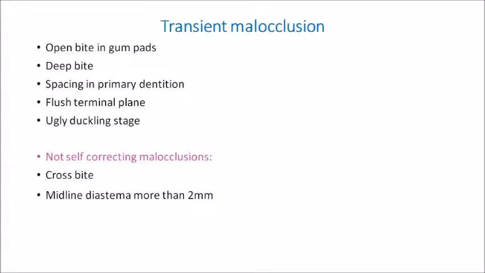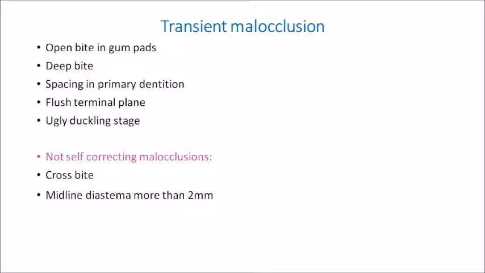So we have seen the important phenomena which occur during the development of the dentition in the pre-dental period, the primary dentition period, and the mixed dentition period. It is extremely important for you to understand that there are certain malocclusions which do not require any active treatment; they are called self-correcting or transient malocclusions. So these are open bite in the predentate period, that is, the open bite in the gum pads. The second one is the deep bite in primary dentition. Then spacing in primary dentition: the primate spaces or Baume spaces are quite a normal phenomenon in primary dentition. You don't need any active treatment for that.